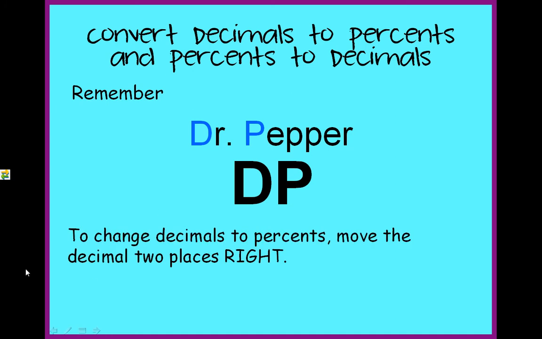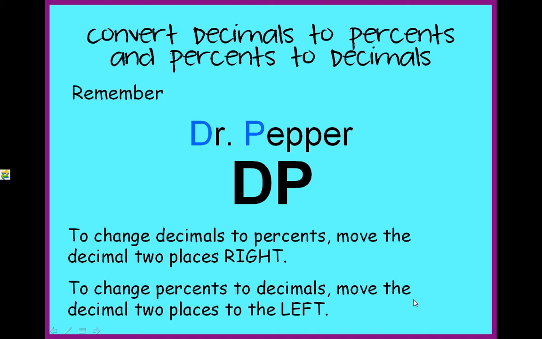So to change decimals to percents, the D is over here, so you're going to go to the P, and you do that by moving to the right 2 places. Decimals to percents, you move to the right, because the D is on the left and the P is on the right. To get from a percent to a decimal, you're going to move 2 places to the left. So you start with the percent, go 2 places to the left.